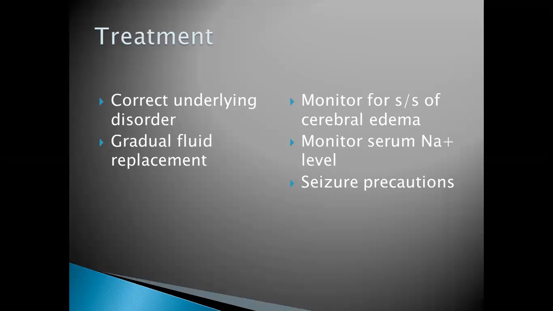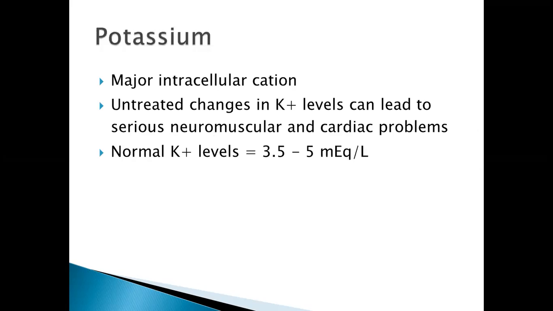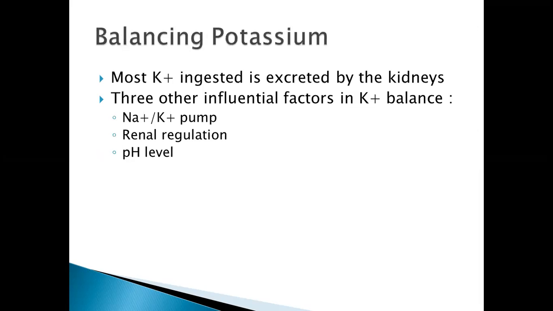We have to basically treat the underlying disorder with gradual fluid replacement, monitor for cerebral edema, monitor serum levels, and initiate seizure precautions. Moving to potassium. Potassium is the major intracellular cation. Untreated changes in potassium levels can lead to serious neuromuscular and cardiac problems. So normal potassium levels are 3.5 to 5 milliequivalent per liter.